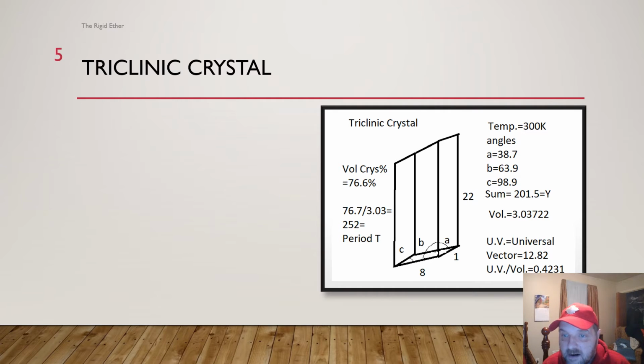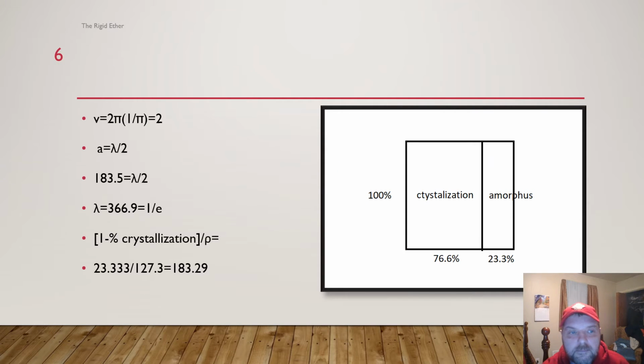The sum there on the right hand side, 201.5 equals y, is the dampened cosine energy. And from astrotheology, there's what's called the universal vector, which is 12.82. So we're dealing with the triclinic crystal. There's the percent crystallization and percent amorphous. The crystallization is 76.6%.